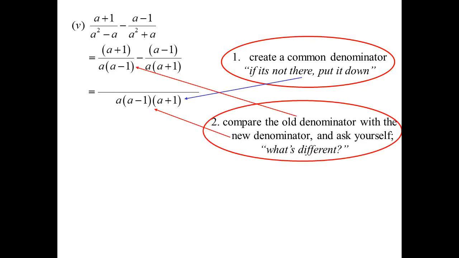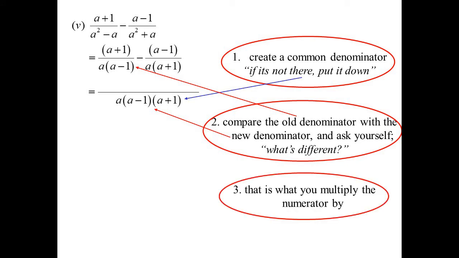Now, the next step is we compare and simply ask ourselves, what's different? That's what we'll end up multiplying the numerator by. The first one, it was a minus 1. It's now a minus 1, a plus 1. What's different? a plus 1. That's what I multiply the top by, a plus 1 squared. Minus, it was a plus 1. What's different? The a minus 1. So it's minus a minus 1 squared.